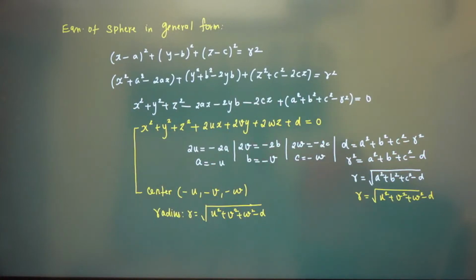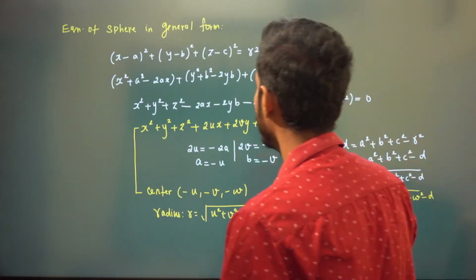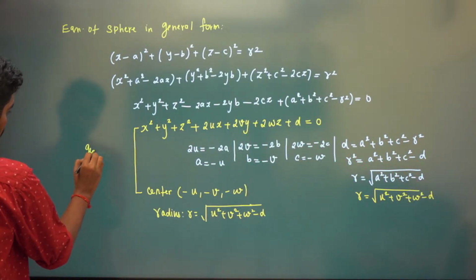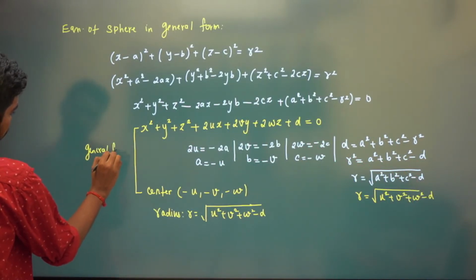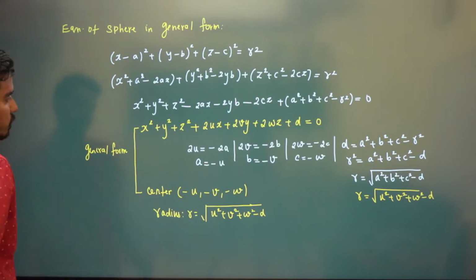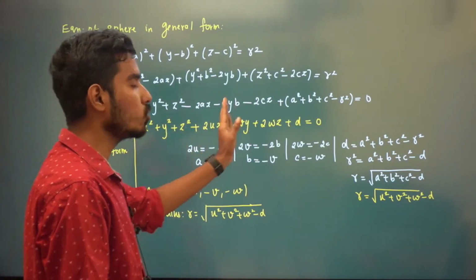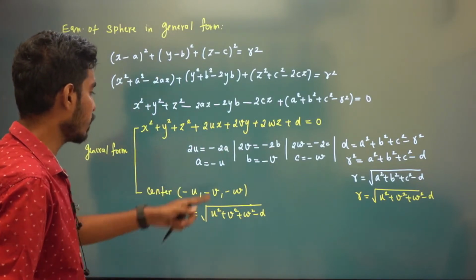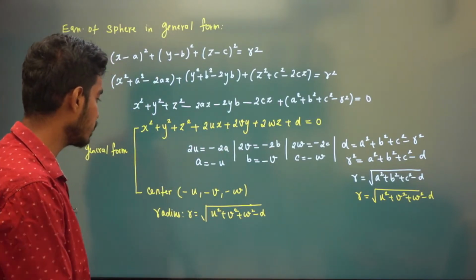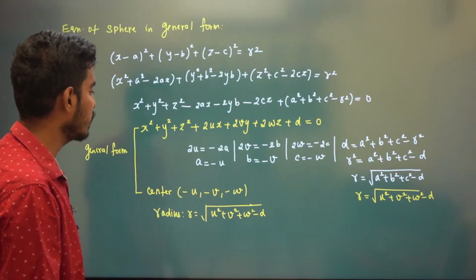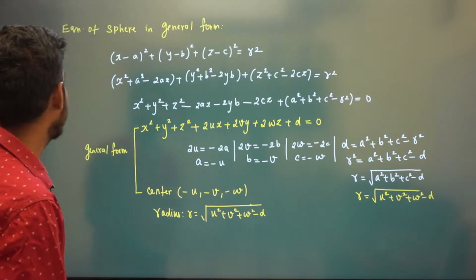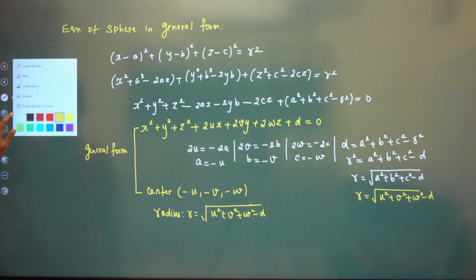Very easy. The equation of a sphere in general form is x square plus y square plus z square plus 2ux plus 2vy plus 2wz plus d is equal to 0. This is called the general form. The center is minus u, minus v, minus w. The radius is root of u square plus v square plus w square minus d. Right? So that's it. We will do some problems based on this.